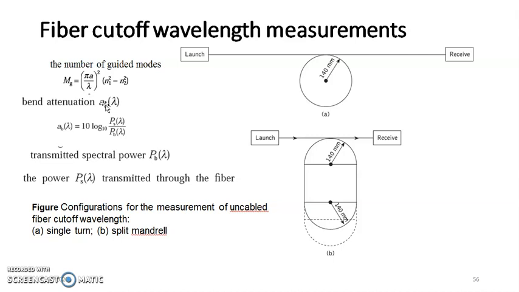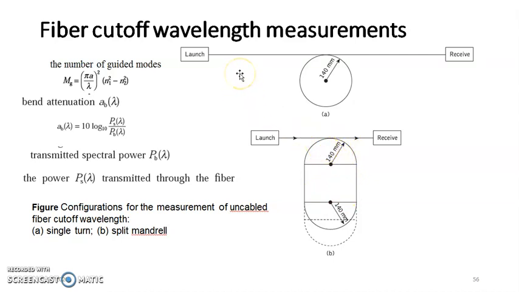So we can calculate the cutoff wavelength measurement. In this case, we have a given fiber. We can launch a light through the fiber and receive the signal. So this is the configuration for the measurement of the uncabled fiber cutoff wavelength. This one is about a single turn. Okay, single turn fiber. And this one is about a split mandrel. Okay, so we are having the split mandrel technique.